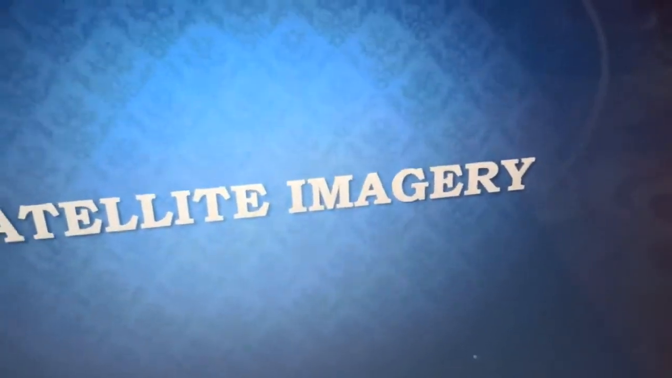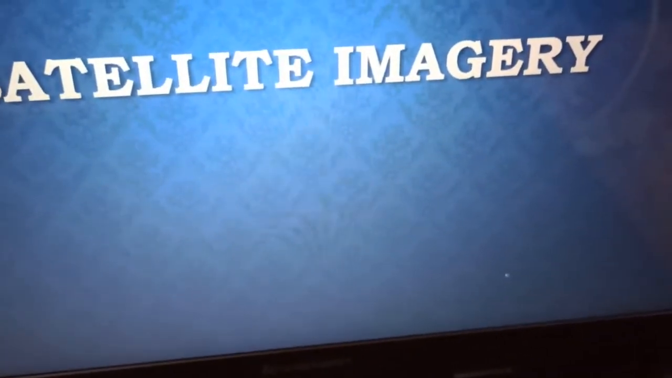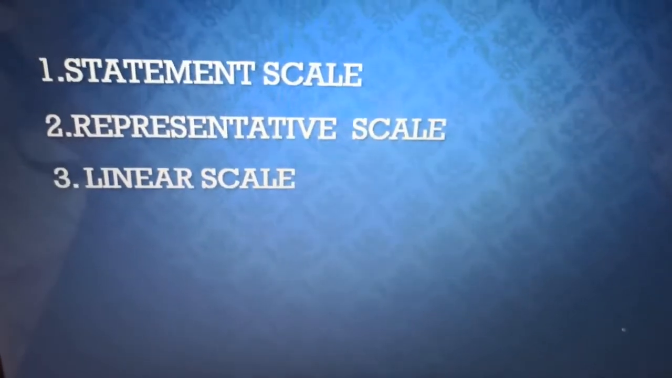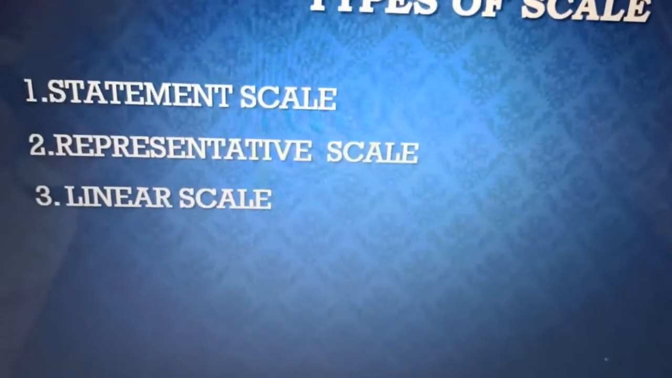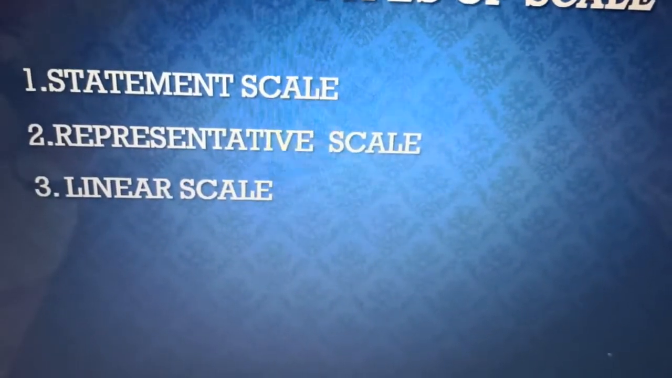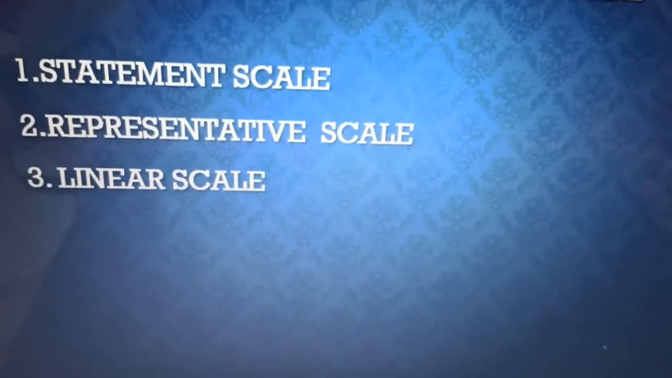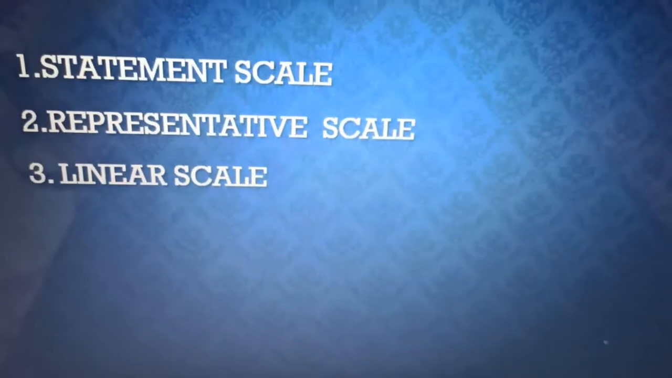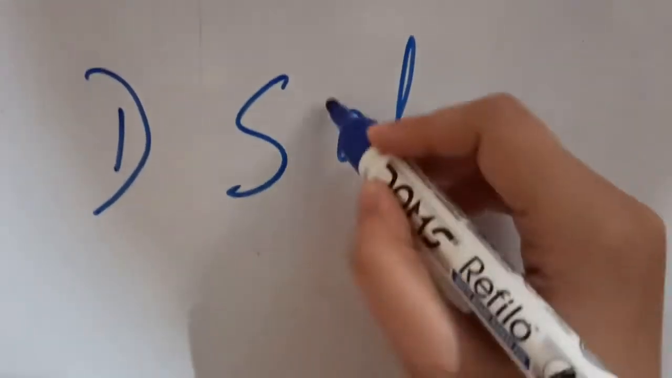The satellite imagery is basically of three types: visible imagery, infrared imagery and water vapor imagery. So today I am going to discuss the different types of scales that are used. Number 1 is the statement scale, number 2 is the representative scale, and number 3 is the linear scale. I think you all remember, you have studied this in your previous class, class 9. So let's start with the statement scale.